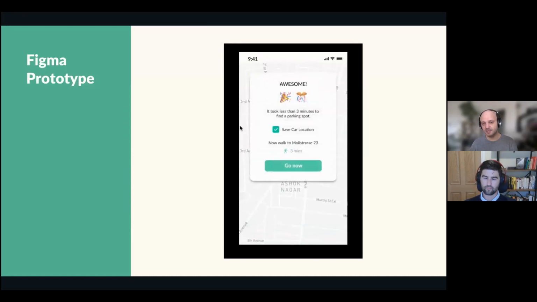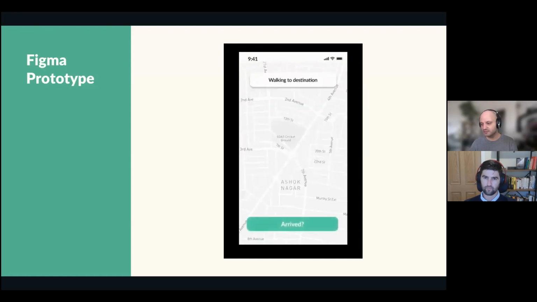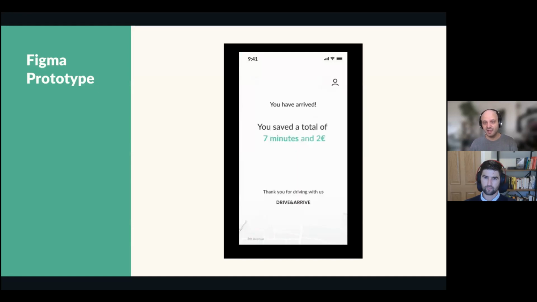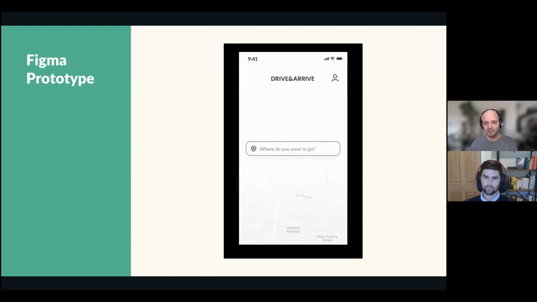Some of the functionality is there. The navigation functionality isn't there. One can save the car location, which was an add-on, and then a little feedback of how long and how much money estimated was saved by using this application.